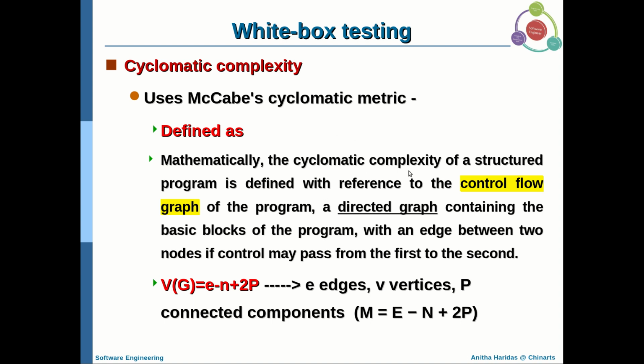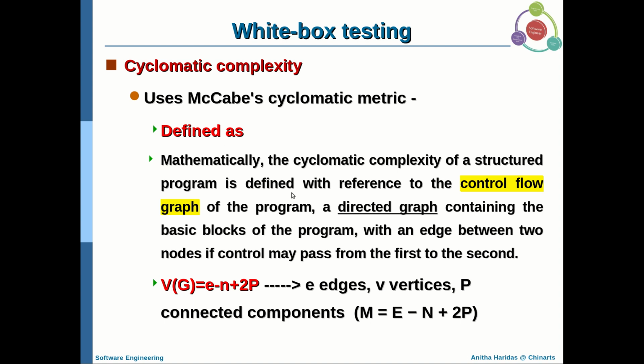It is the complexity of the structured program which can be defined with reference to the control flow graph of the program. And a control flow graph is a directed graph that contains the basic blocks of the program with an edge between two nodes if control may pass from the first node to the second node.